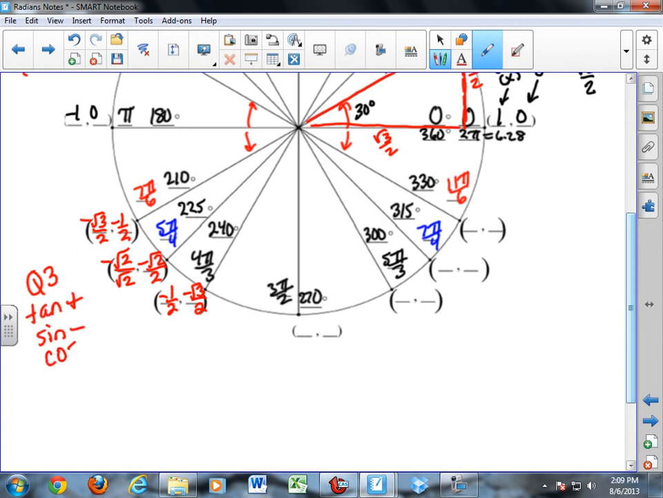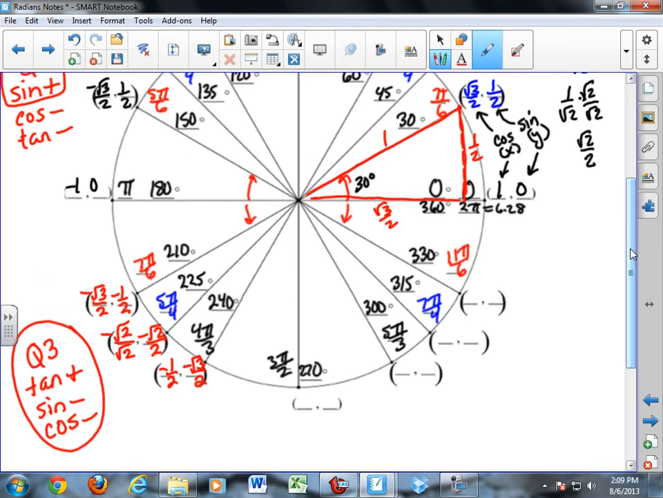Sine negative, cosine negative. When we go to quadrant 4, now cosine is positive because the adjacent side is the horizontal side, that's positive. The opposite side, the y side, which denotes the sine value, is negative. Notice 11 pi over 6 has the same trig values as 7 pi over 6, 7 pi over 4 matches 5 pi over 4, 5 pi over 3 matches 4 pi over 3, because if I drop a perpendicular line down to the x-axis, or up in this case, they would have the same reference angle.